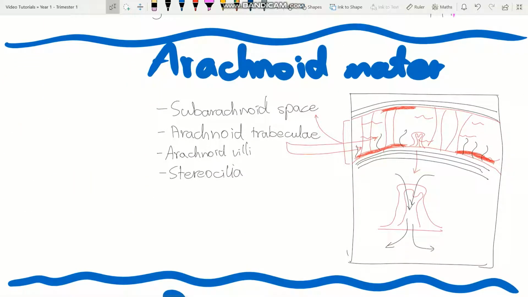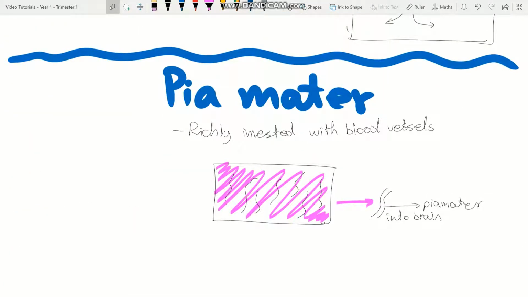The arachnoid mater, on the other hand, is quite interesting in that it contains a subarachnoid space where CSF can flow, arachnoid trabeculae, which suspend the brain within the cranial cavity, arachnoid villi, which are able to allow for the drainage of CSF, and stereocilia, which allow for the movement of CSF. Finally, there's the pia mater. The pia mater is quite thin, it closely follows the contours of the brain, and is richly invested with blood vessels. And the blood vessels that pass into the brain actually take some of the pia mater with them for a very short distance.